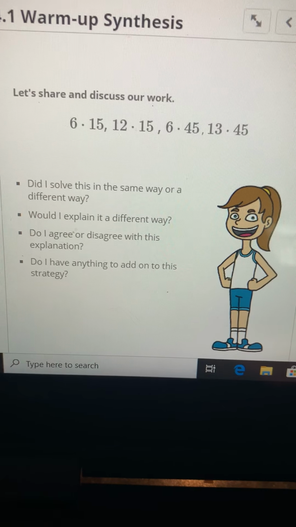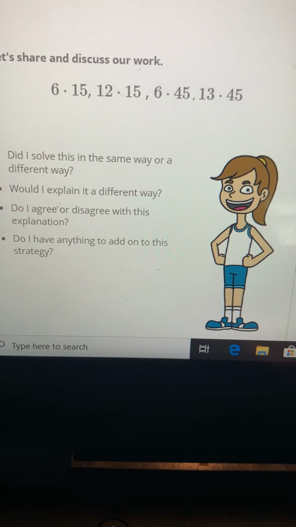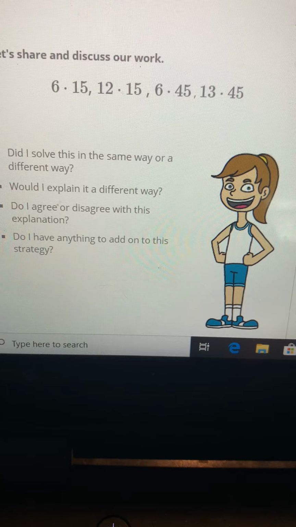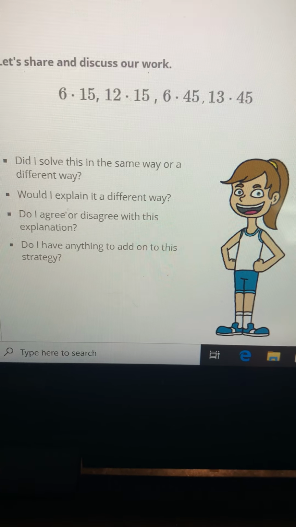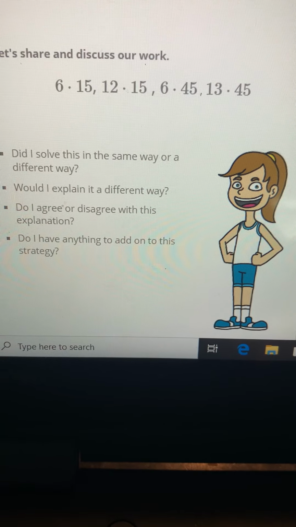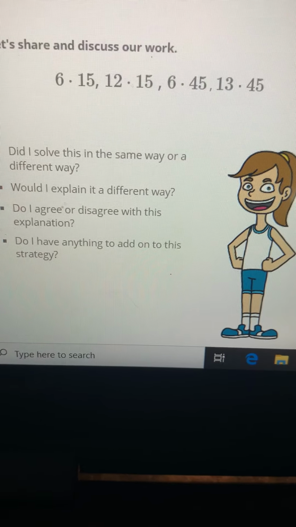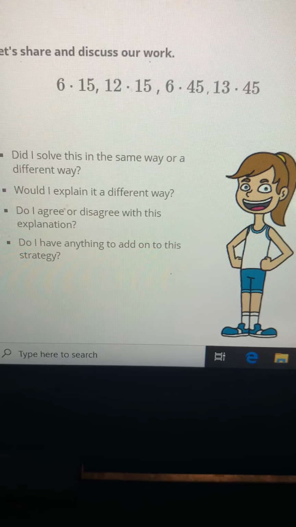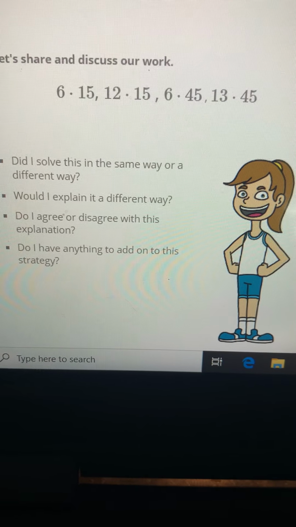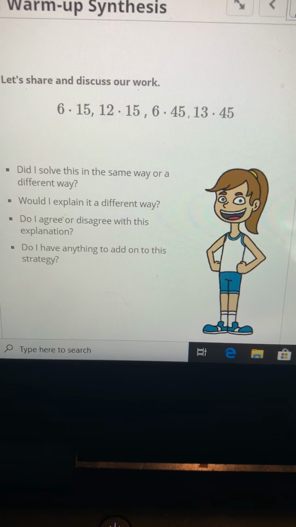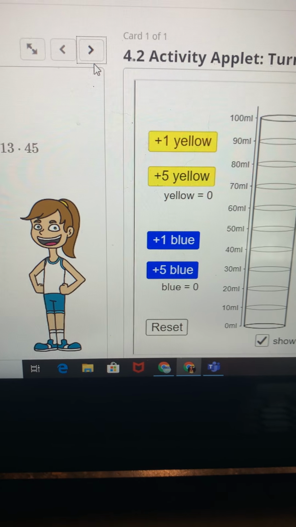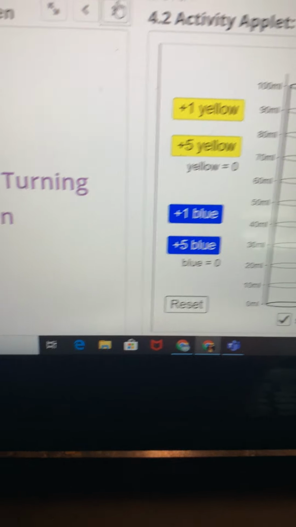Now, if we were in class, we would share and discuss the work. But either way, you can sometimes just look at it. Do I have anything to add on the strategy? Do I solve it a different way? This is more if you're talking to a friend. If you are talking to a friend about the assignment, you can talk about, oh, I use the traditional algorithm, or I like to use the box or the area model. But this would have been done in class if we were together. So now I'm just going to skip over that one. It's just questions that make you think, is there another way to do it?